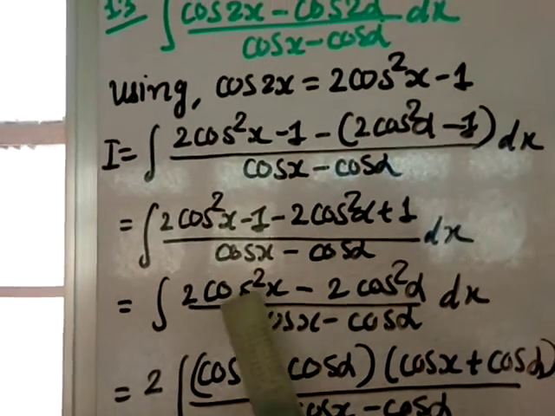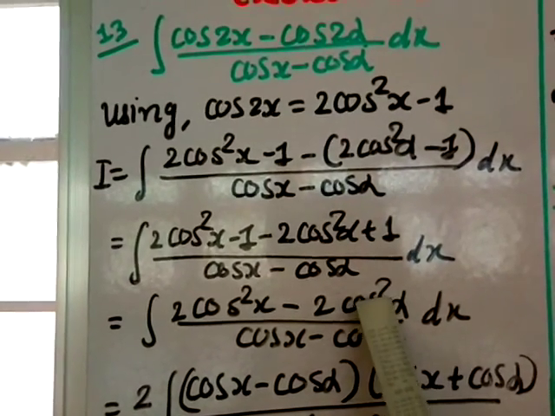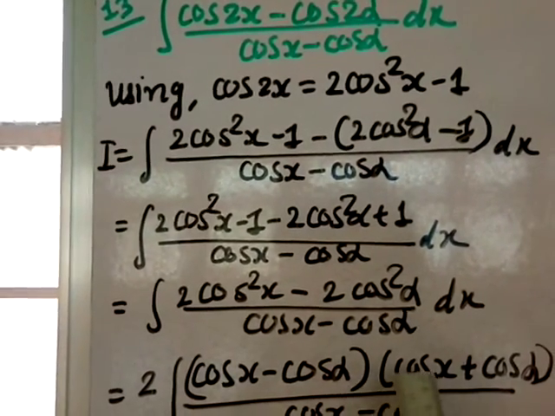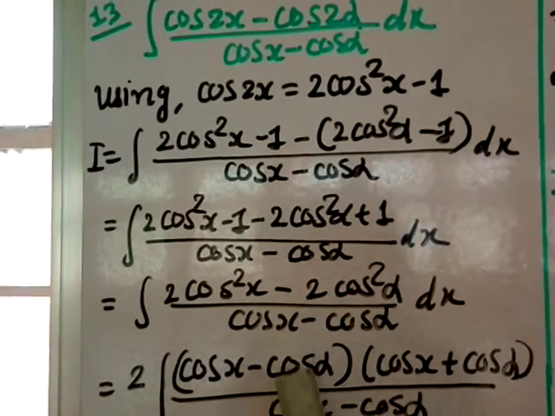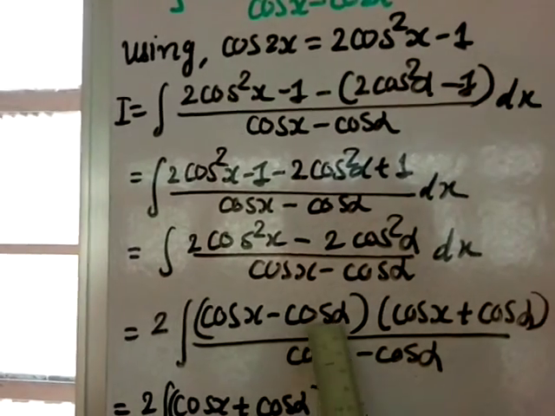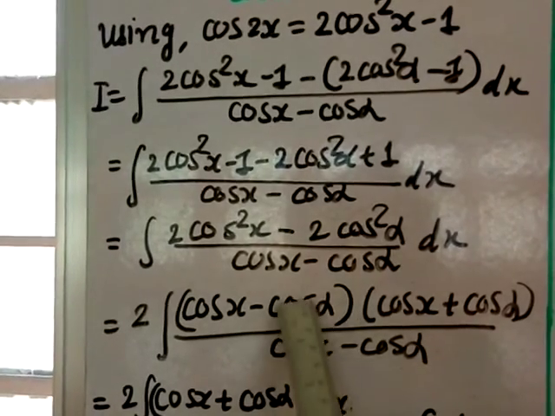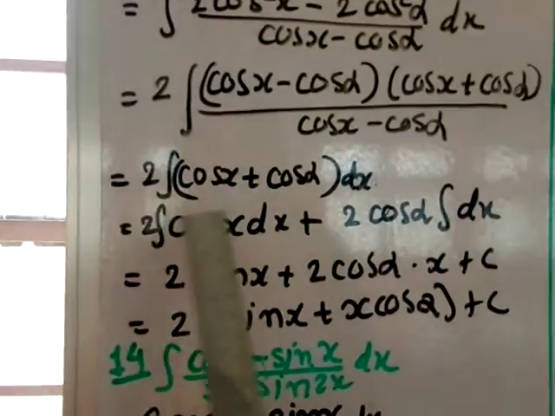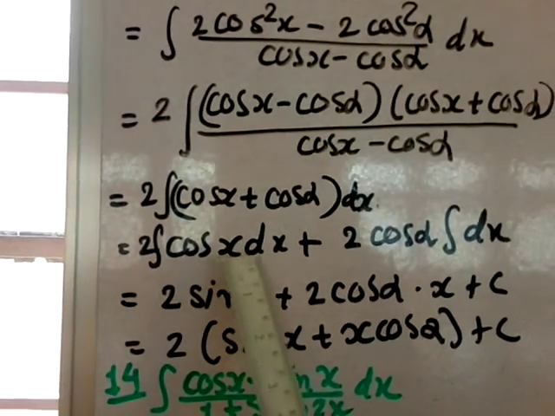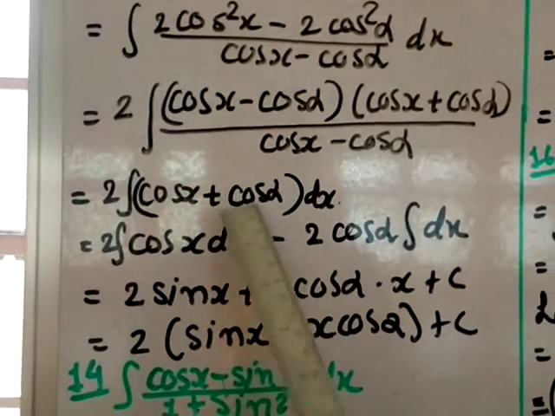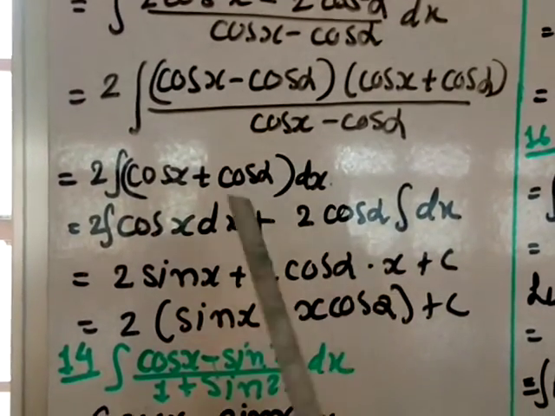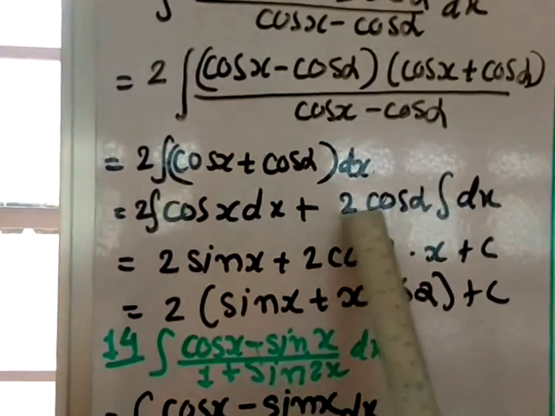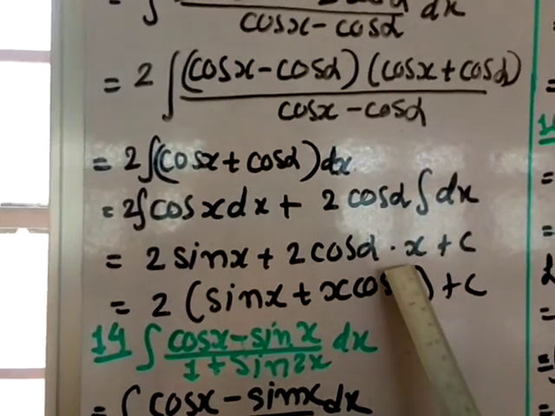Taking 2 common, this is a square minus b square, so I am using the formula (a minus b)(a plus b). So this is (cos x minus cos alpha)(cos x plus cos alpha) divided by cos x minus cos alpha. Cancel cos x minus cos alpha, so here remains cos x plus cos alpha dx. Then multiply 2 inside: 2 integral cos x dx plus 2 cos alpha integral dx, since cos alpha is a constant, it is taken out of the integral.